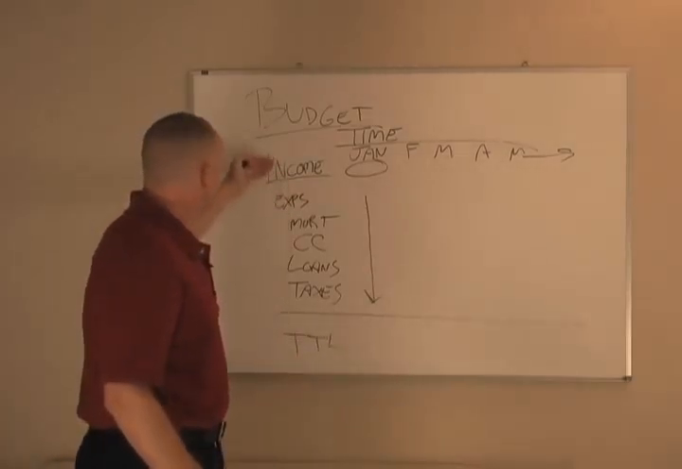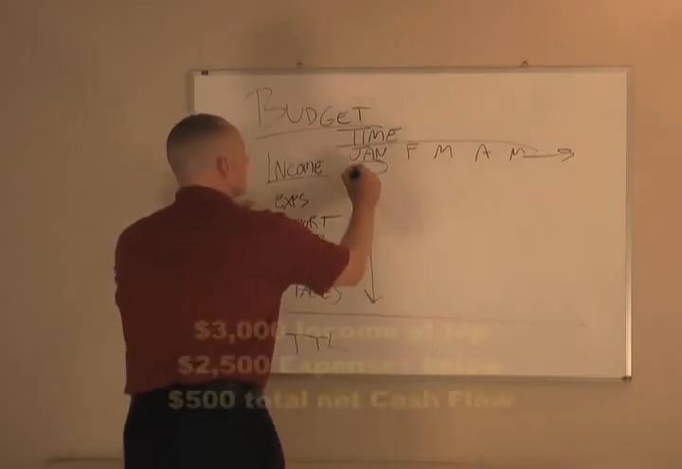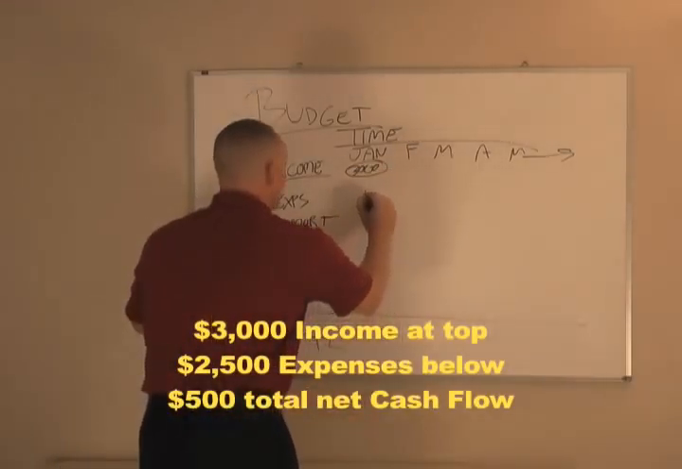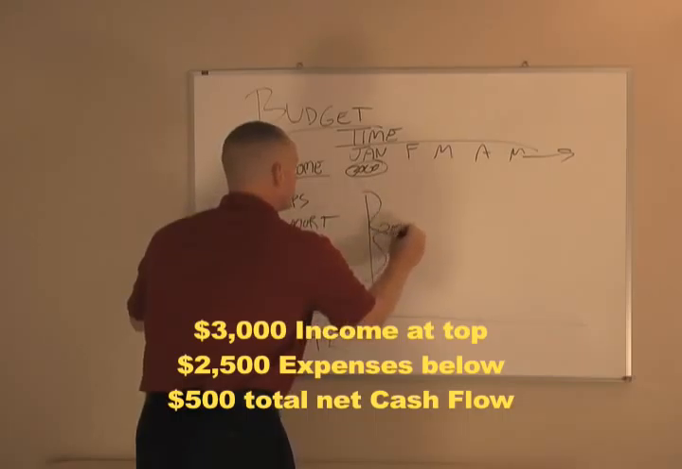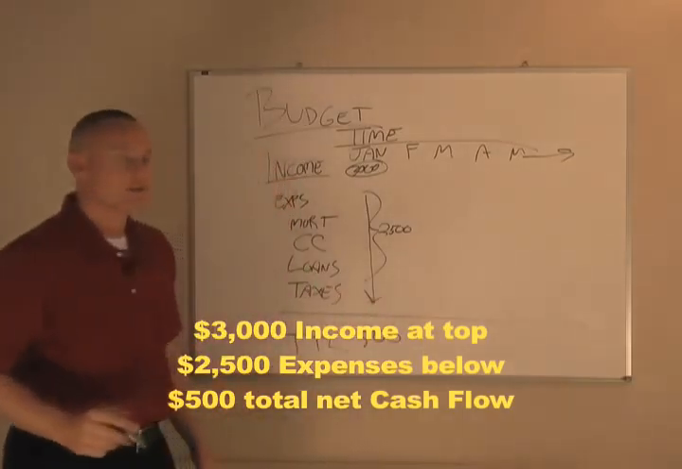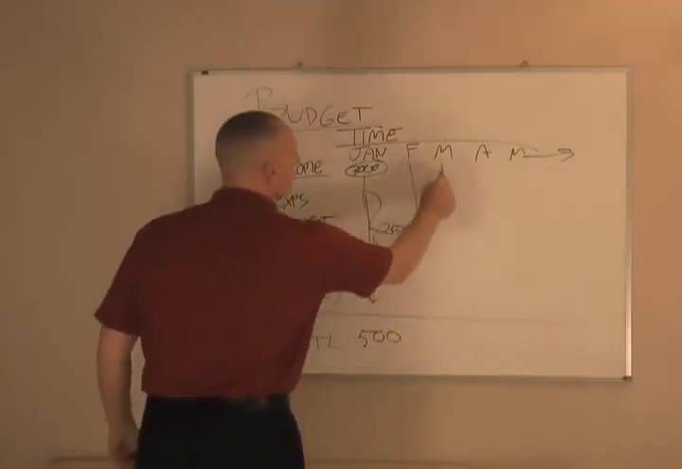So, again, income at the top. Say it's $3,000. Expenses, remember going back to our example, say all of these totaled up $2,500. That would leave us a total at the end of the month, net cash flow of $500. And we would do this for January, for February, for March, April, May.